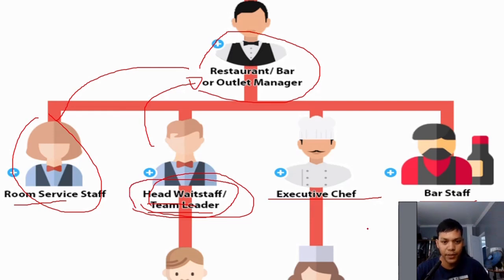Next is the executive chef. This is the head or the team leader of all the cooks and chefs. Same with the head wait staff or captain waiter, who is the team leader of all the waiters in the dining area. The executive chef is the team leader of all the cooks and chefs within the kitchen. He plans, organizes, and supervises the work of the kitchen. He also supervises, same with this person.